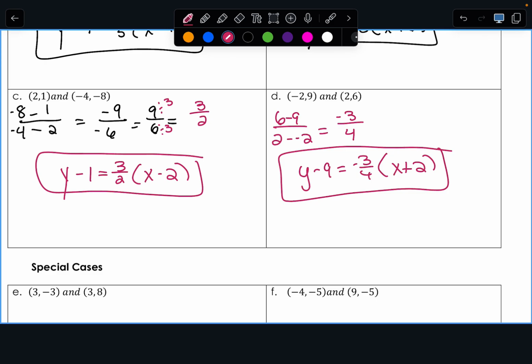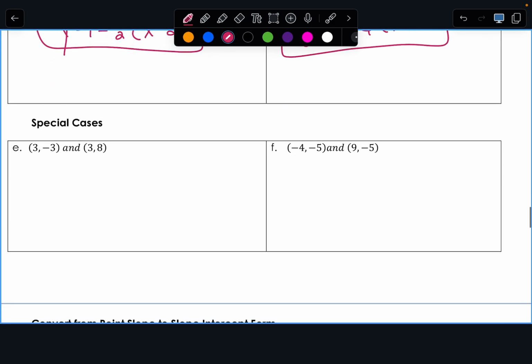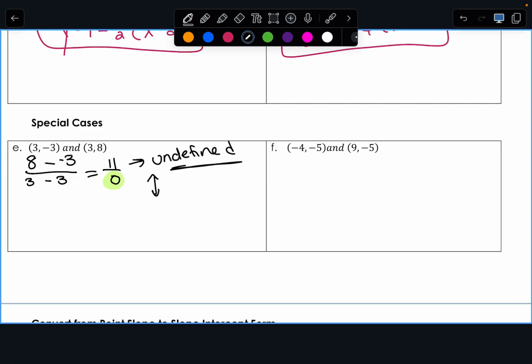Okay. Special cases at the bottom. When you take the slope of this line, 8 minus -3 all over 3 minus 3, 11 over 0. We can never divide anything by 0, so our slope is undefined. Okay, making it a straight up and down line, which is an x equals, and you notice, or you should notice, that your x's are the same, so your line is just x equals 3.